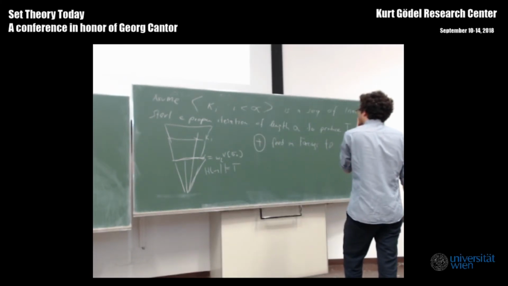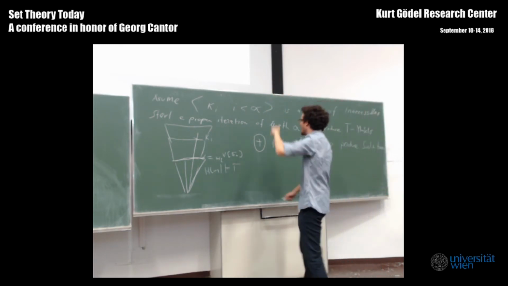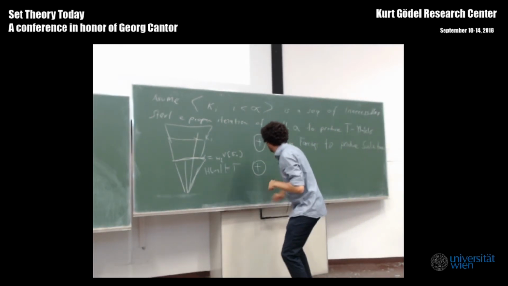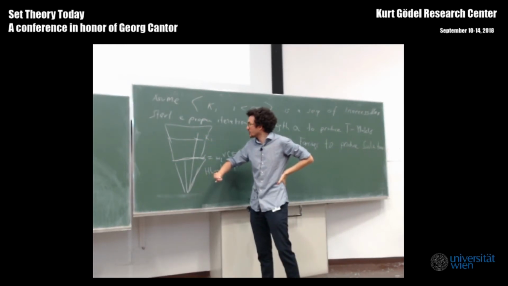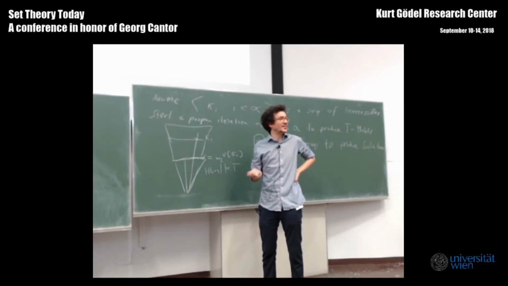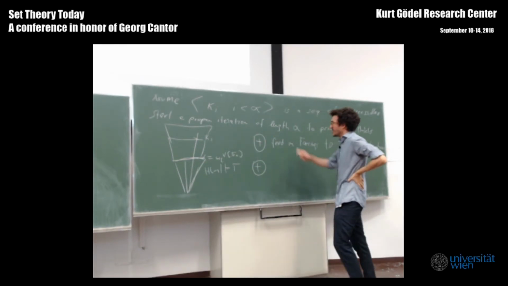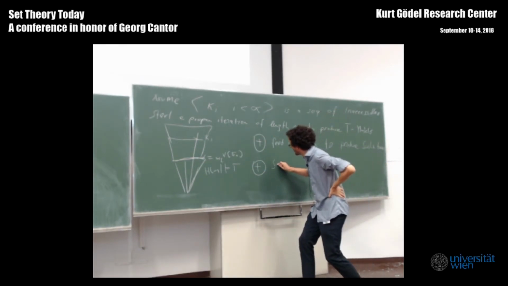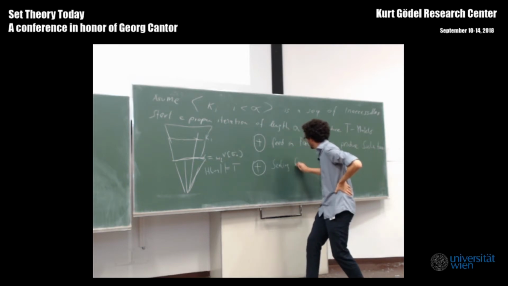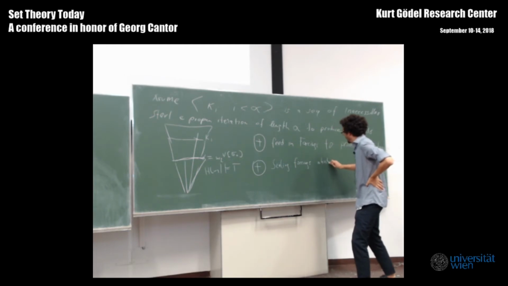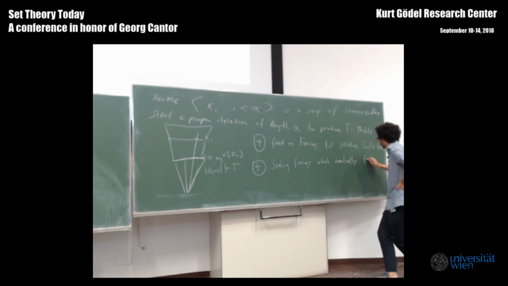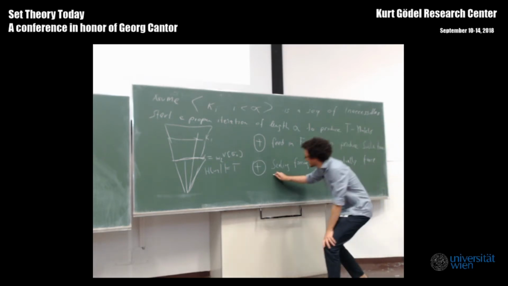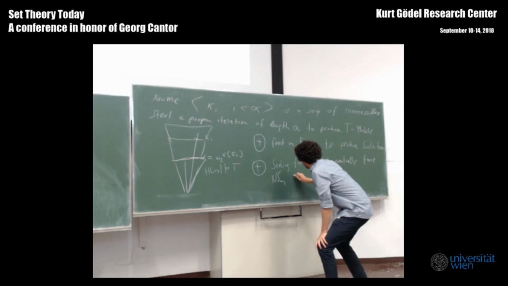Okay, good. And the third thing we want to have, of course, I mean, this is just producing the right ground model, but we have to take care of the non-stationary ideal being saturated as well. So what we feed in here, the third thing, is the so-called sealing forcings, which eventually force NS, the non-stationary ideal on omega 1, to be saturated.